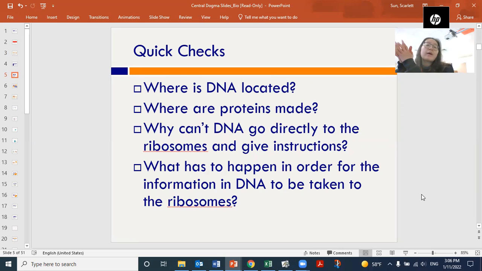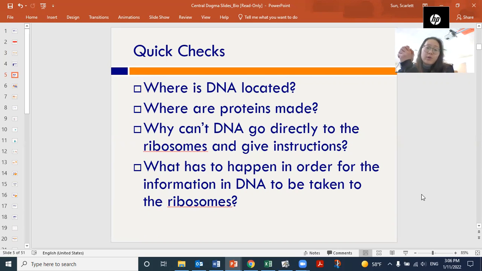Now, the third one says, why can't DNA go directly to the ribosomes and give instructions? Well, we said earlier, the DNA does not ever really leave the nucleus because it's going to get damaged, or it's going to easily get mutations. So the DNA doesn't leave and go elsewhere. Therefore, it can't ever reach the ribosomes and it can't ever go to the cytoplasm, right?